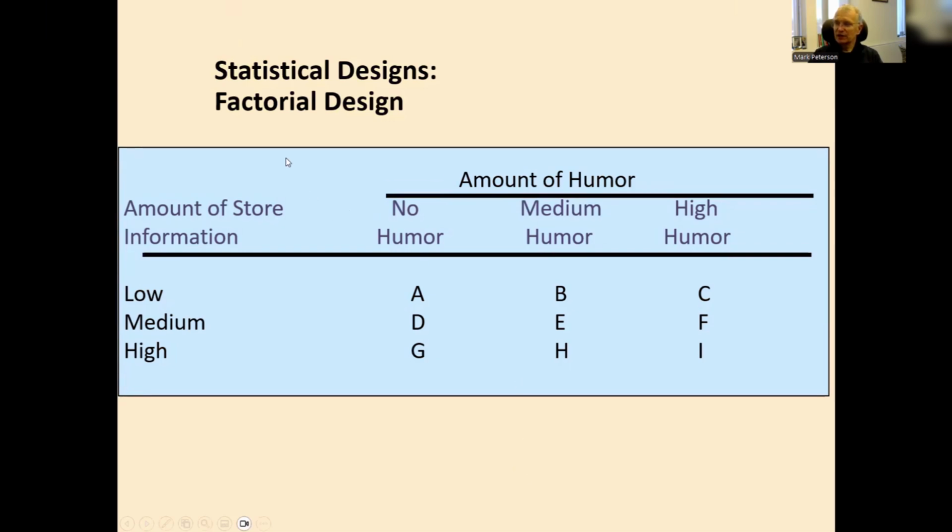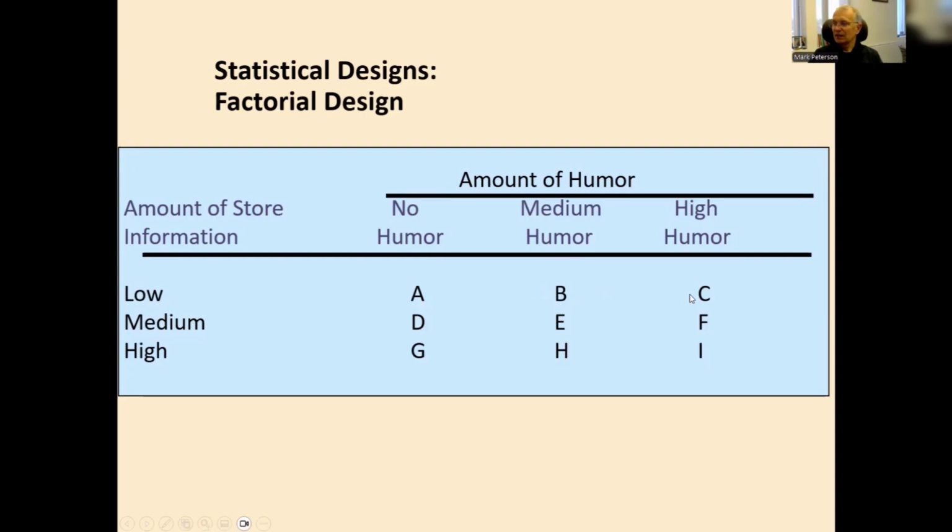A factorial design here is to cut down on the number of respondents you would have. Here you see 9 groups, with 3 different versions of an advertisement, and then the amount of store information for a brand. And so there are different combinations here. This group of customers will get a no humor ad with low amount of store information. It would be group A. Then you get medium humor in the ad with low store information.